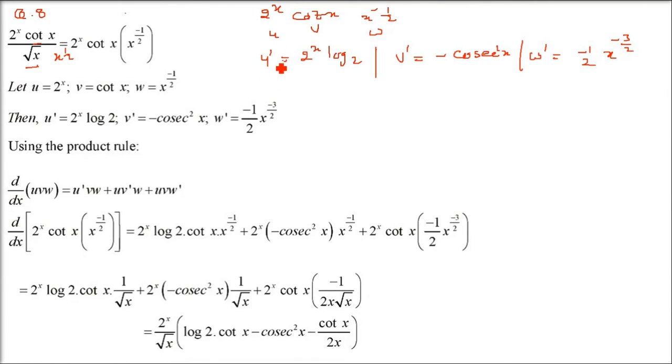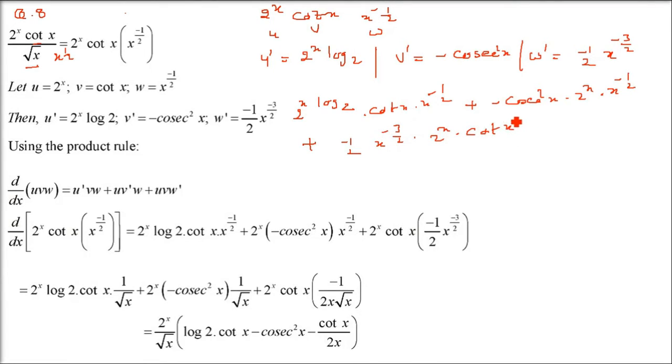Okay, so we will use u dash, we will use v and w. So 2 raised x log 2 and we have this x raised minus half, cot x and x raised minus half. Now v dash we take minus cosec square x. So we have 2 raised x, that is u, and w, x raised minus half. Here plus, then we take minus half x raised minus 3 by 2. So we have 2 raised x cot x.